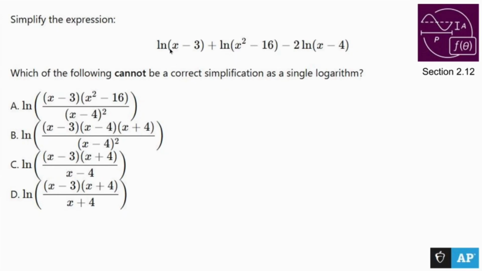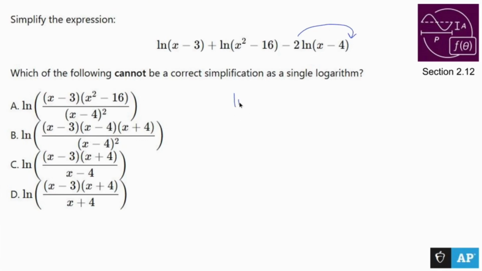Simplify the expression ln of x minus 3 plus ln of x squared minus 16 minus 2 ln of x minus 4. Which of the following cannot be a correct simplification? These are ln's, which behave the same way as logs because ln is log base e. So when I combine these into a single logarithm, the first thing I want to do is look for coefficients and turn them into exponents.